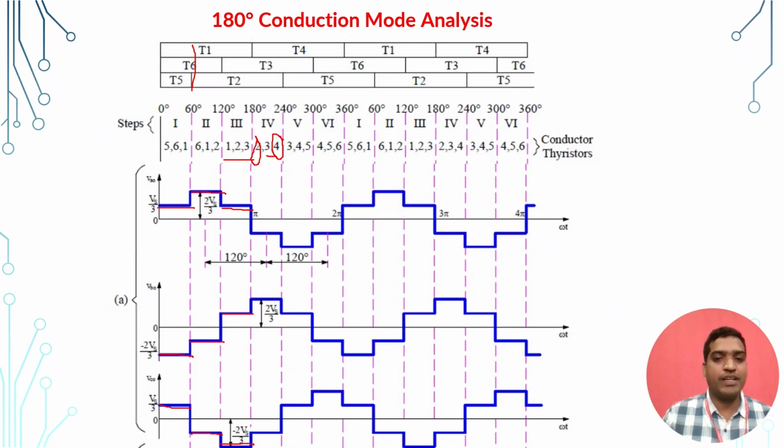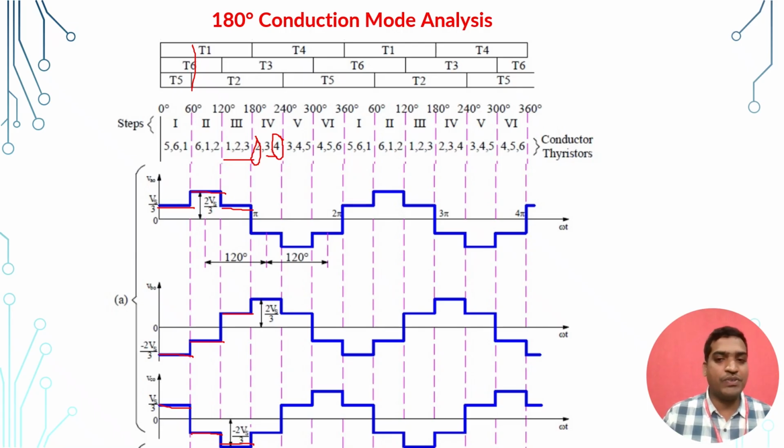So here if you want to analyze the same mathematically, in this particular interval we get VA0 as minus Vs by 3, VB0 as plus 2 Vs by 3, and VC0 as minus Vs by 3. So in this way you can derive, for a complete one cycle, this stepped waveform as the output of VA0, VB0, VC0, which are called phase voltages.